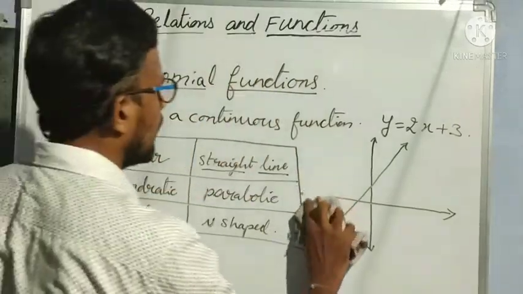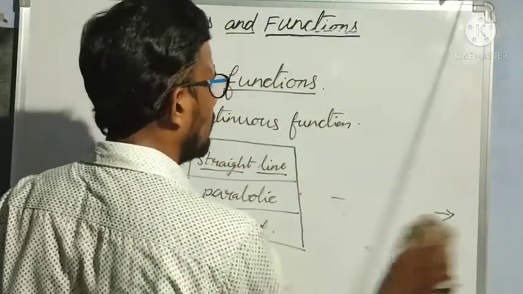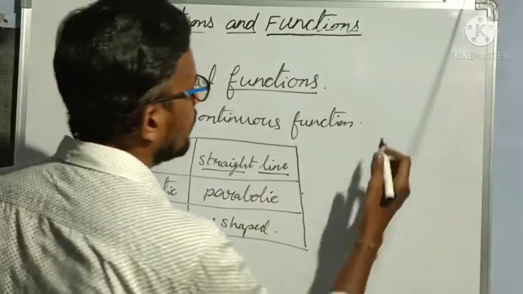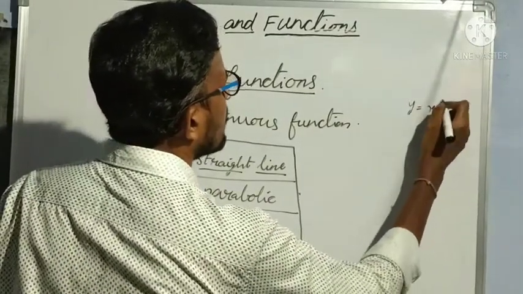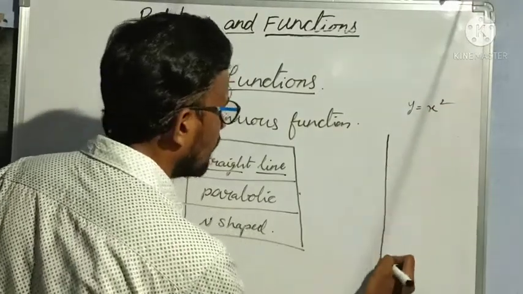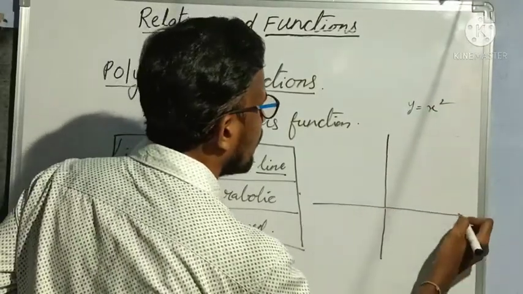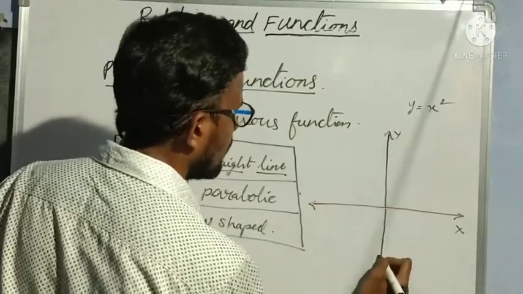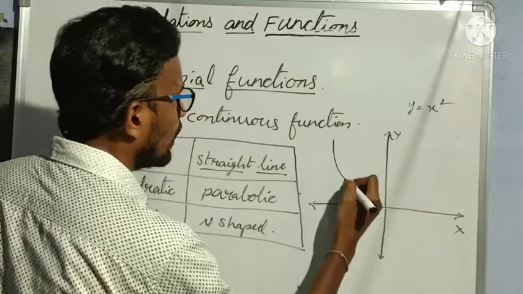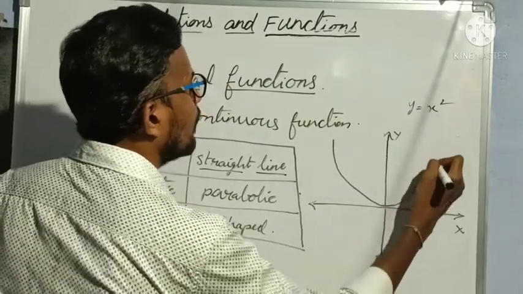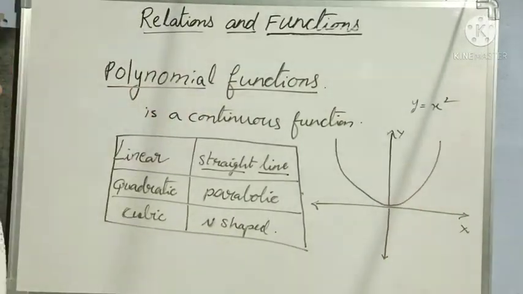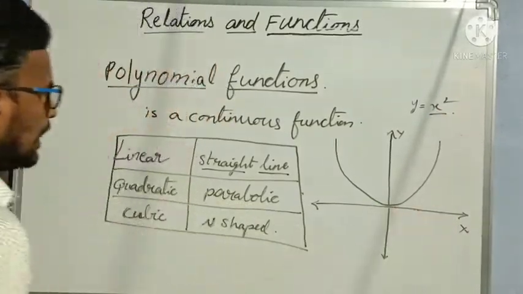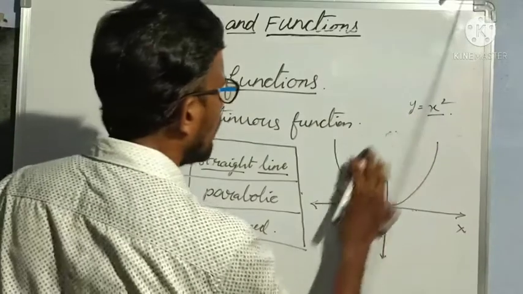Next is quadratic polynomial. Already we have done y equals x square, which is a quadratic polynomial. What did we get there? A parabola, right? So y equals x square is our best example for a quadratic polynomial. This is the x axis and this is the y axis, and there we got a parabola like this. So a quadratic polynomial always gives a parabola.